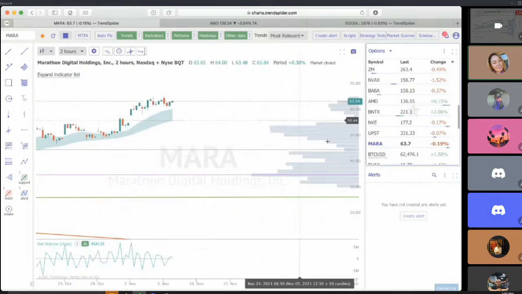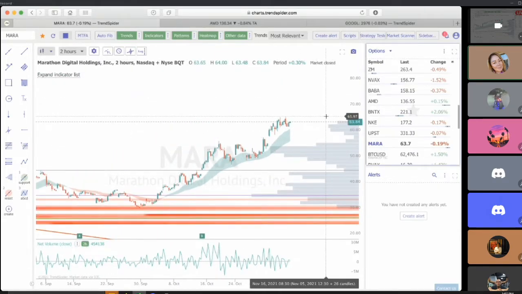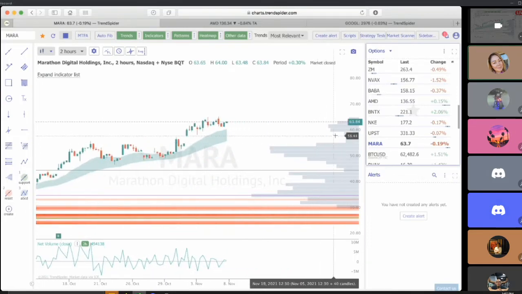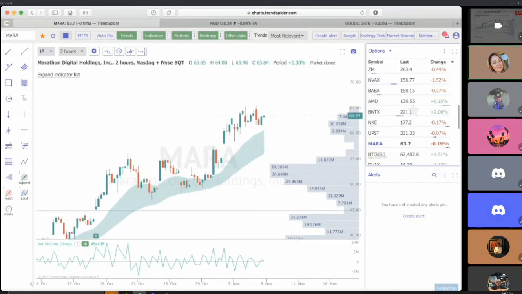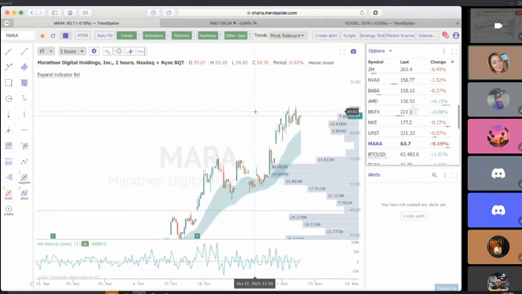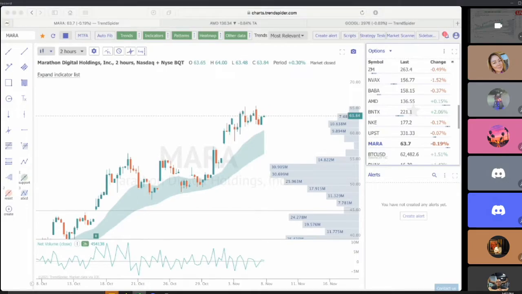Yeah, Mara is at its height. 65, 66 was the all-time high, so I would be careful. There's not a lot of room for Mara to go up at this point, right? Unless it had a breakout. So I'll be careful. I'll say quick day trades.